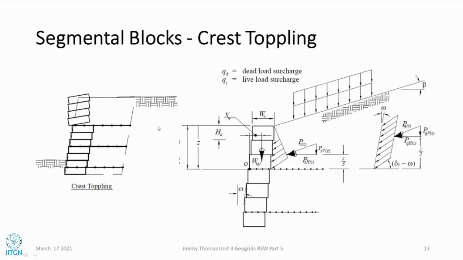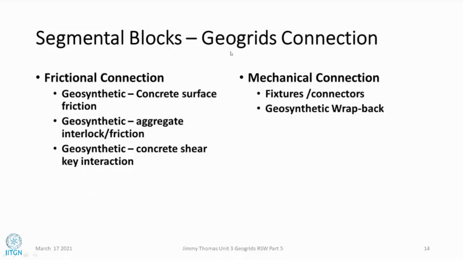See, normally with gabions, suppose the height is 1 meter and the width is also 1 meter, it may not topple actually. But when you use geocells, where the height is more compared to the width, this may happen. Then we have to check for the connection strength between the reinforcement and secondary blocks.